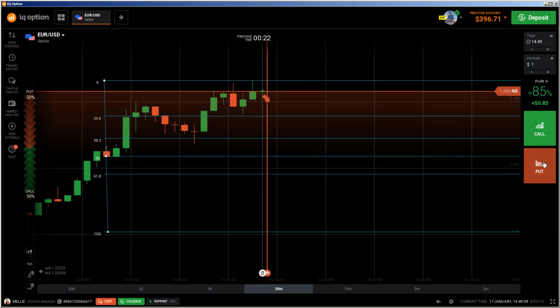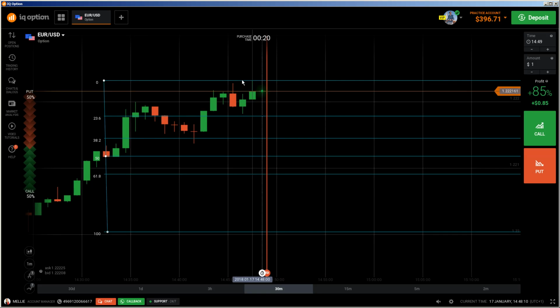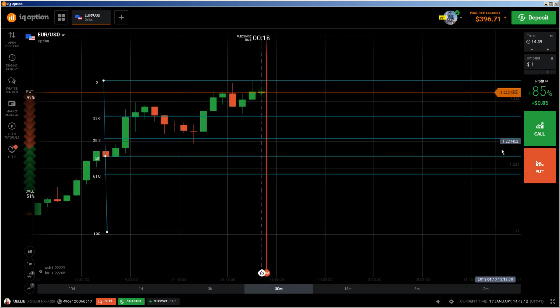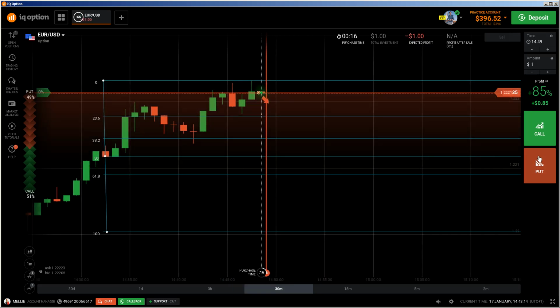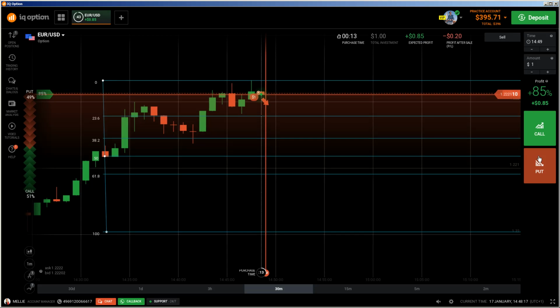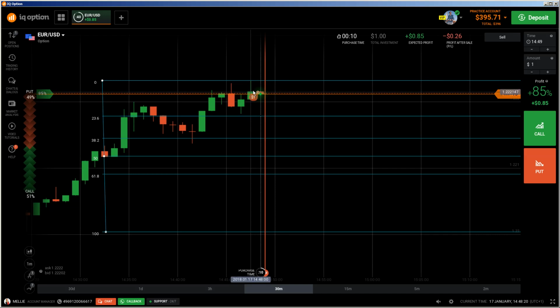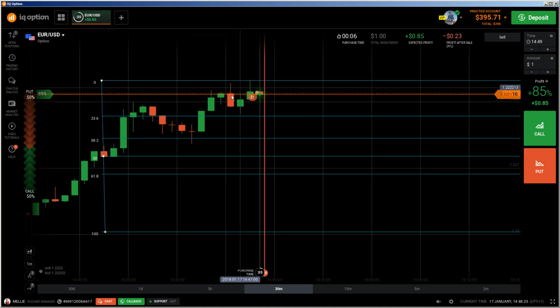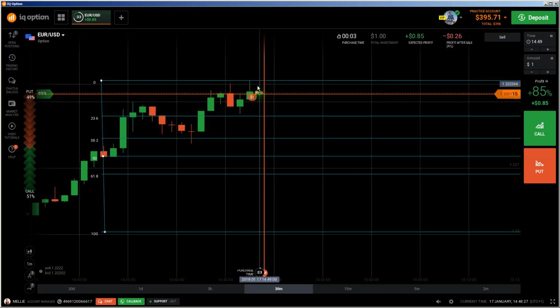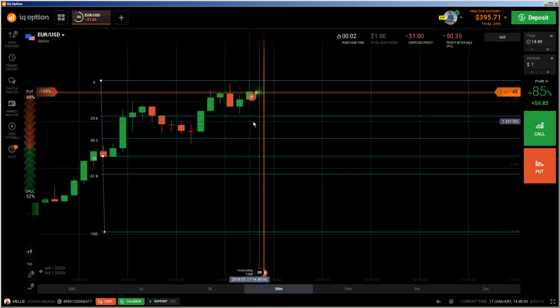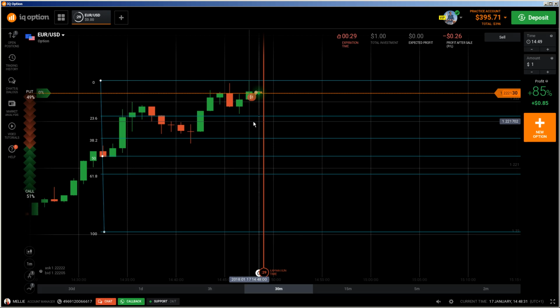So here we are going to do a put, if there is some kind of rejection. I'm going to do a put here because this level was touched. Then this candle was an inverted hammer, and in this case it's not a trend continuation. In this case it will be some kind of reversal. So let's wait and see what will happen.